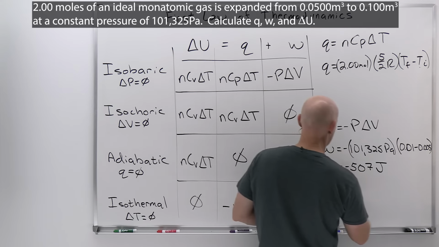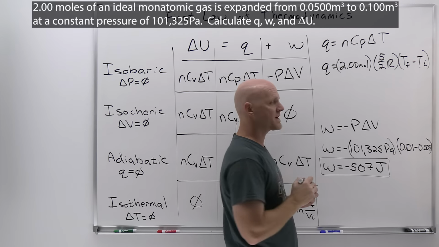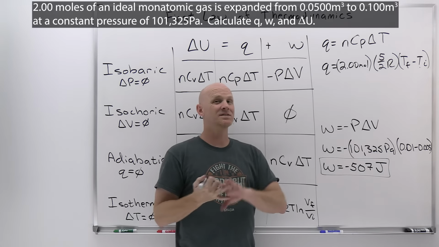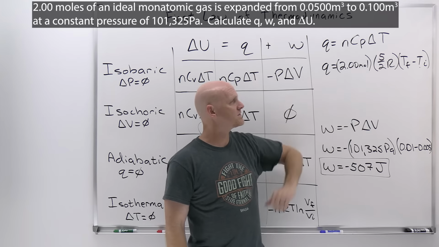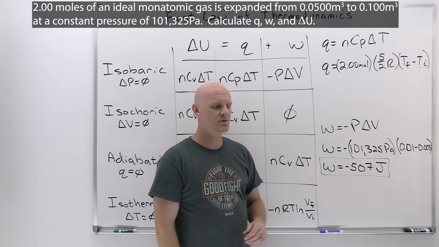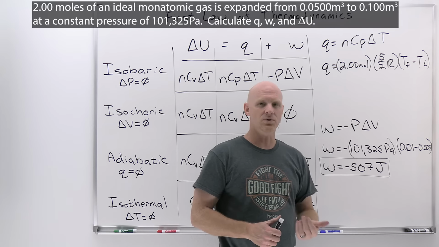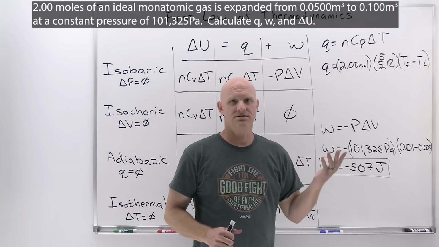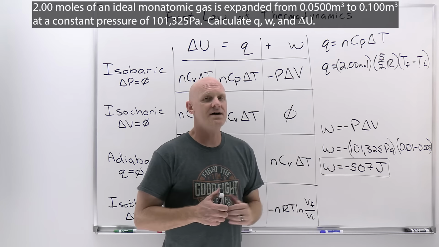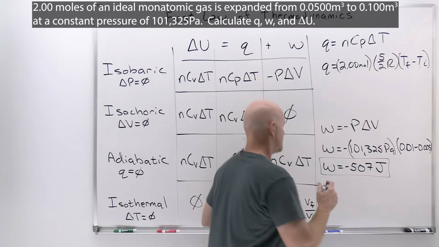Okay, so far so good. We're a third of the way there. We got the work. We still need the heat. We still need delta U. And the problem we ran into with heat is we didn't know the initial or final temperature, except we kind of do. So we're told these are ideal gases, and we have one big law governing ideal gases. That's the ideal gas law, where PV equals nRT.